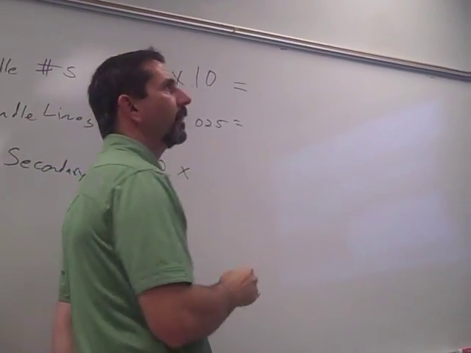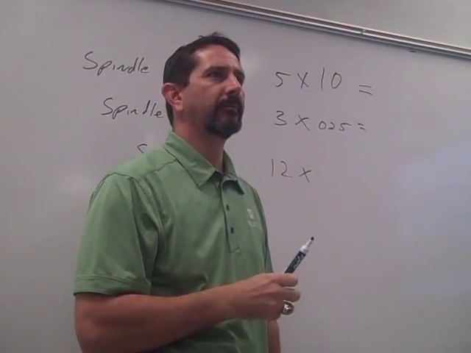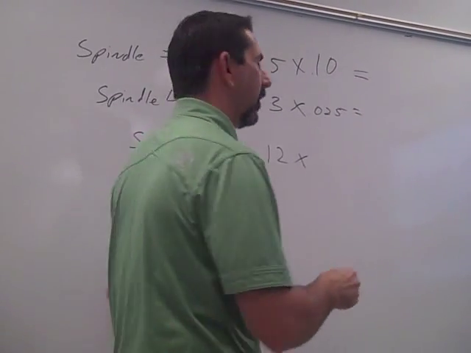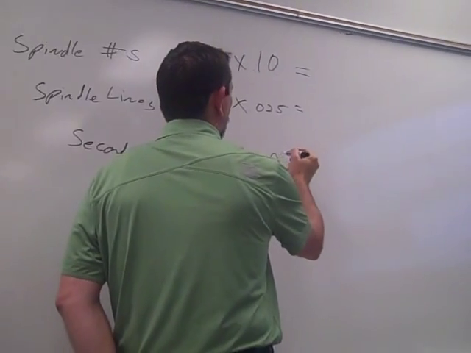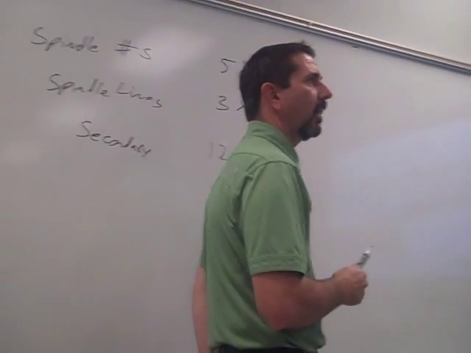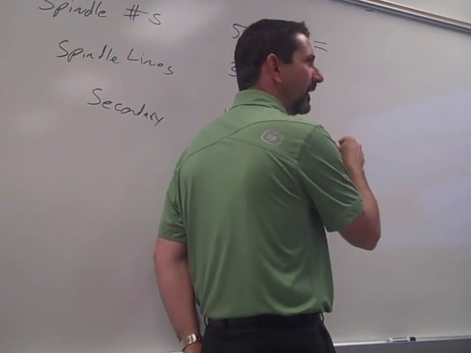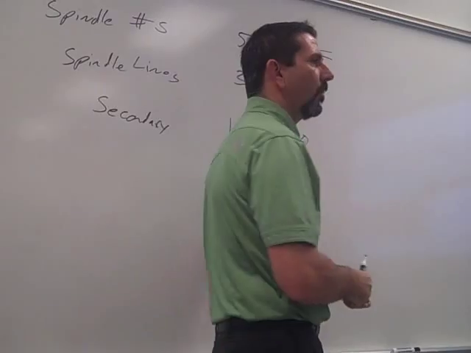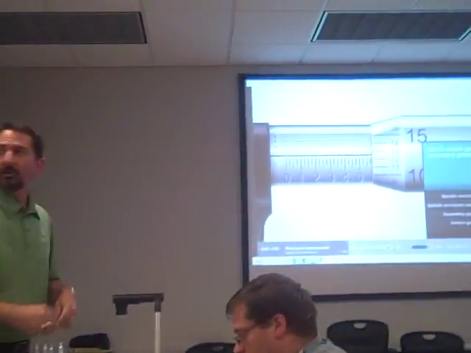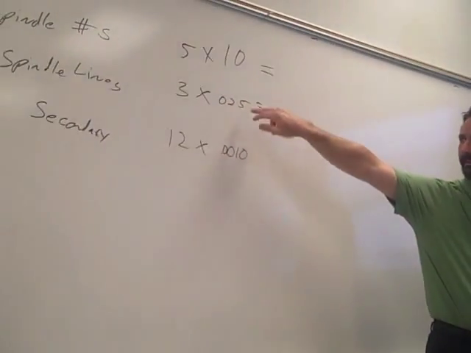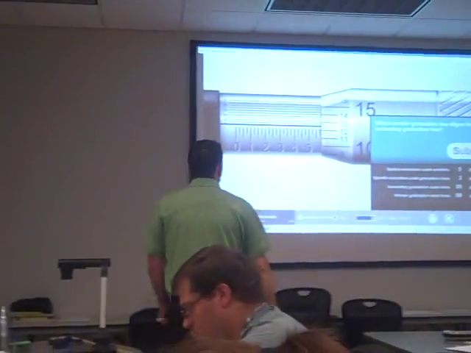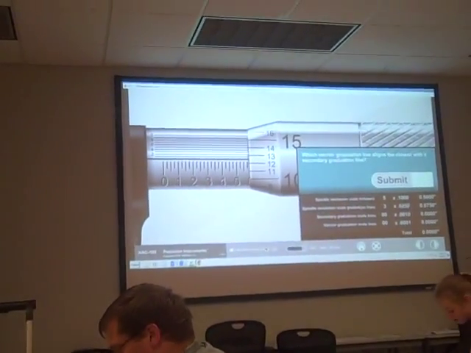They are numbered 1 through 24, and they are worth 0.010 or 0.001. They are 1/1000th of an inch, up to 25. So basically we broke down the spindle lines into this. What did we say this was, 12? Yep.